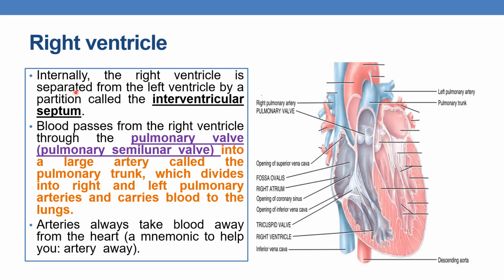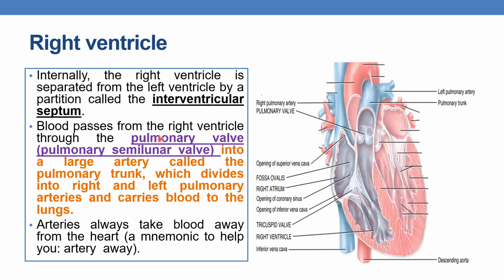The important point in the right ventricle, the first point, is that the blood flows from the right atrium. This is the right atrium, the grey color one. The blood flows from the right atrium into the right ventricle through the tricuspid valve. 1, 2, 3. Remember, this is the tricuspid valve. Here the valve is open.